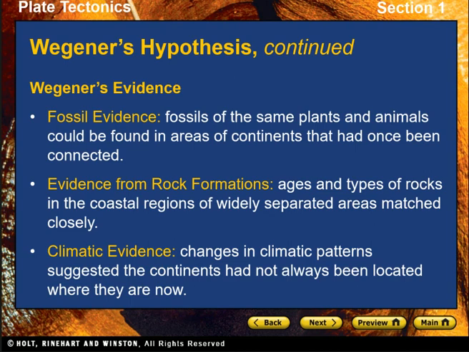Climatic evidence. Changes in climatic patterns also suggest that the continents have not always been located where they are now. Geologists discovered layers of debris from ancient glaciers in southern Africa and South America. Today, those areas have climates that are too warm for glaciers to form. Other fossil evidence indicated that tropical or subtropical swamps covered areas that now have much colder climates. Wegener suggested that if the continents were once joined and positioned differently, evidence of climatic differences would be easy to explain.